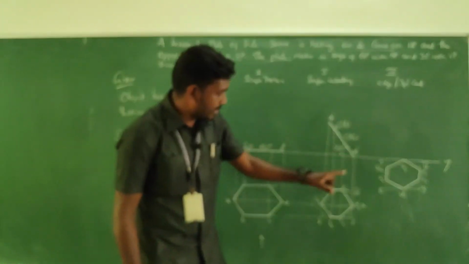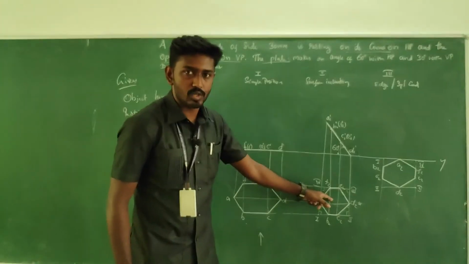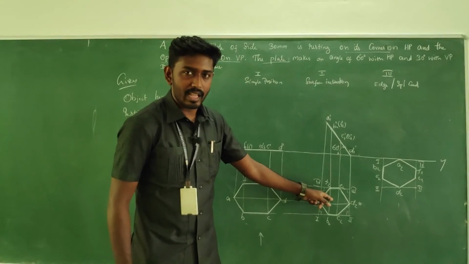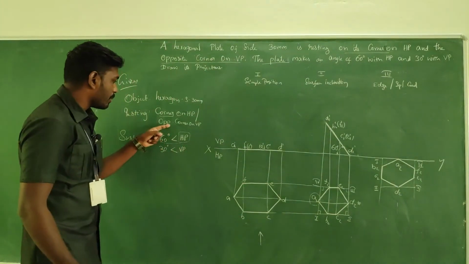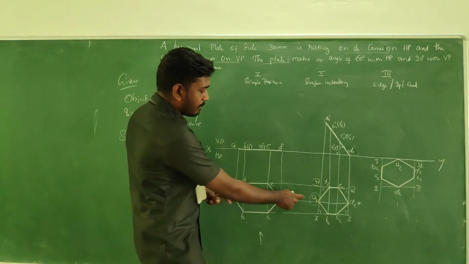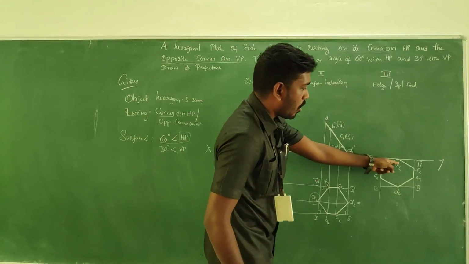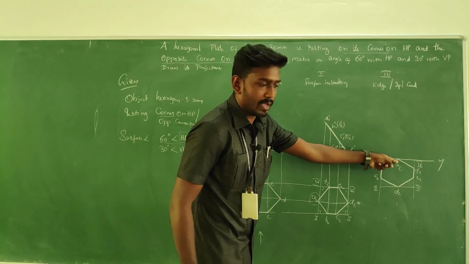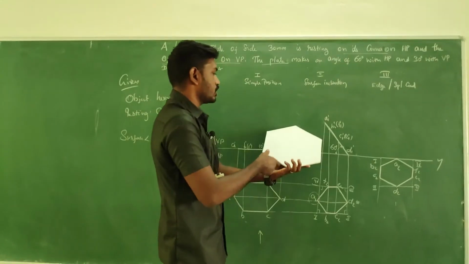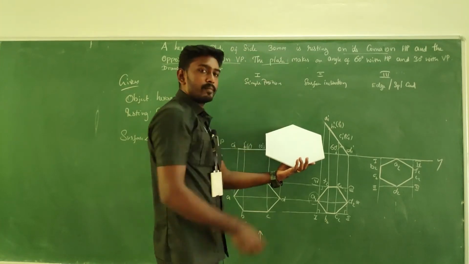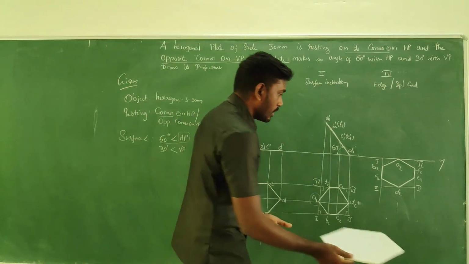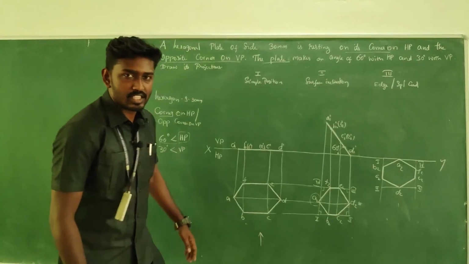Okay, it is the same replica of the previous stage top view, but what we have done is, since the question says the opposite corner is on VP, we have kept the opposite corner A on the HCL line, so that it will be looking like what? Resting on VP when you are seeing from the top. Okay, and then the next stage.